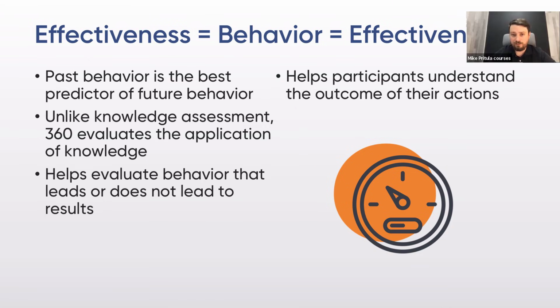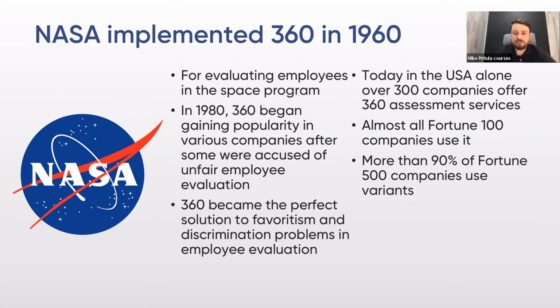The 360-degree assessment has been around for quite a long time. The origins of this assessment are thought to be somewhere in the 1950s or 1960s. There's information that NASA, for example, implemented a 360-degree assessment to evaluate employees in the space program when they were sending a man to the moon.